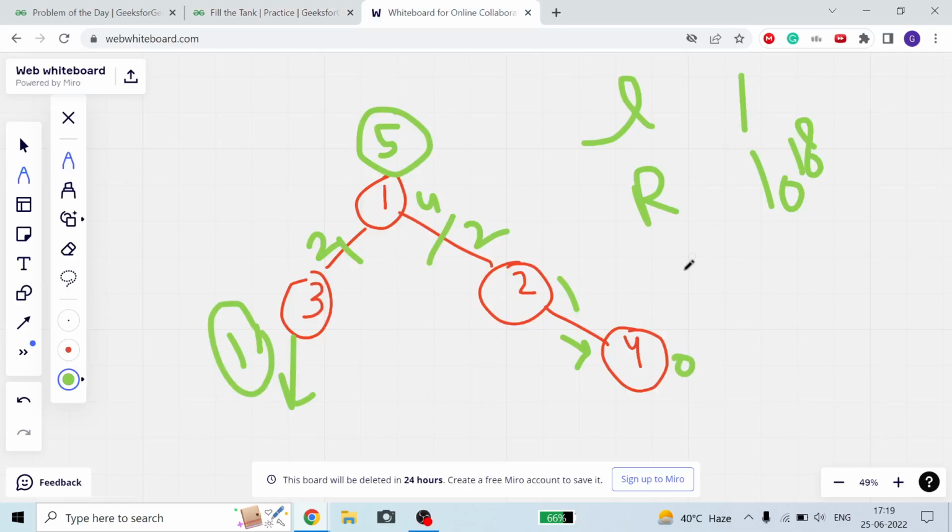So what we can do is find the mid of this, (L plus R) by 2. Now we check whether, if we give mid amount of water, it is possible.